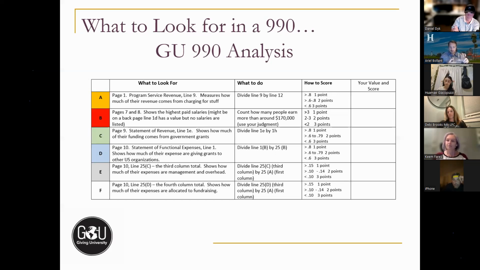So I want to go down to row D real quick. Again, I'm just going to go through these. This is just an introduction. We'll get more into this later on this evening, but row D, so this is a statement of functional expenses.